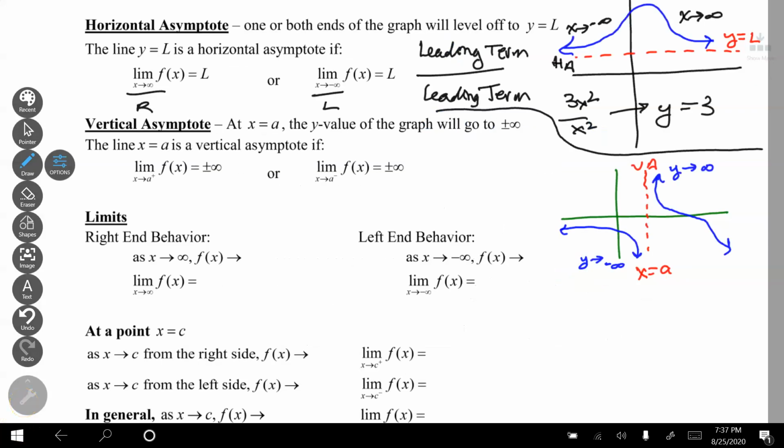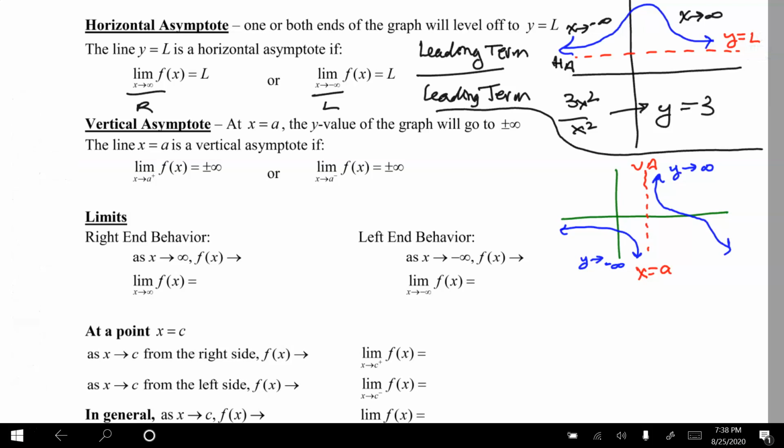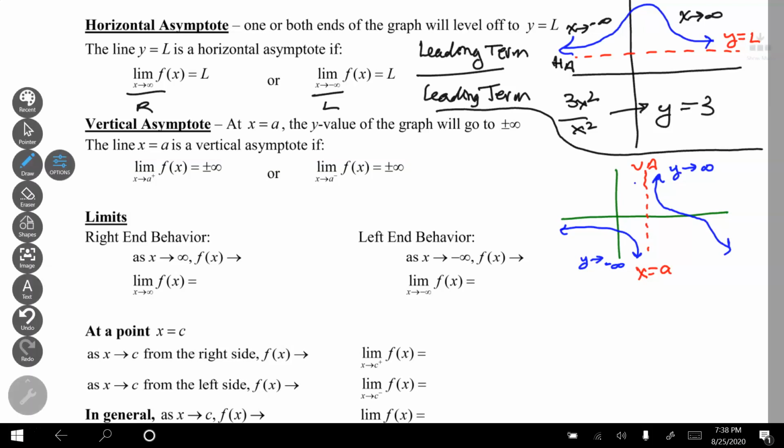Vertical asymptotes are the other way. We're looking for a specific value of x, and the y values are either going up to infinity or down to negative infinity on either side of the VA. So you see my red dashed VA here. On one side, the graph is going down to negative infinity. On the other side, the graph is going up to positive infinity.